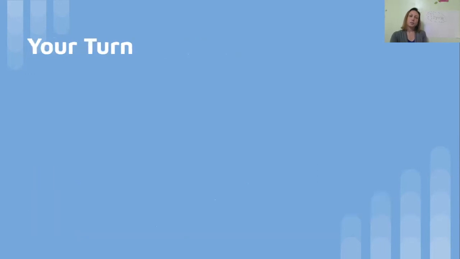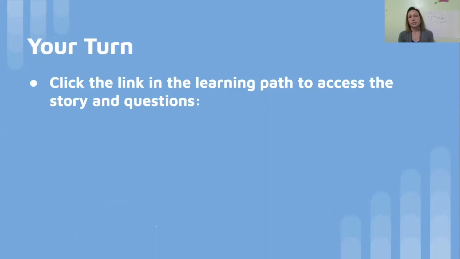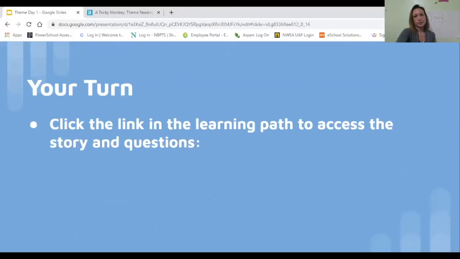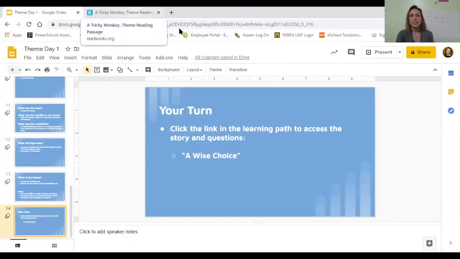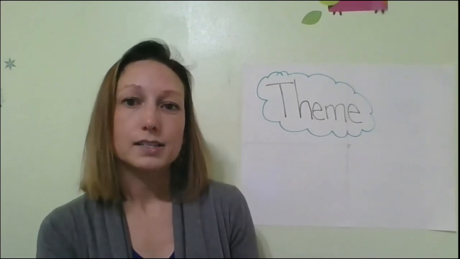So your turn. You are going to click the link in the learning path to access a story and questions or another learning activity that you would like to complete this week. There will be a choice board on your learning path, and you can choose one activity each day to complete to help you continue learning about theme. And we will continue learning about theme in our next lesson. Remember, we are learning to recognize and identify the theme and use our key details for support.